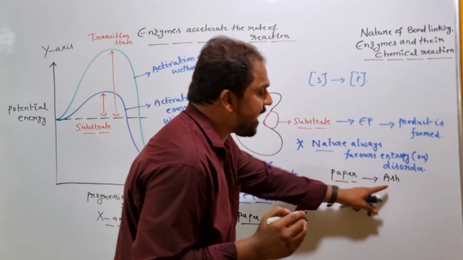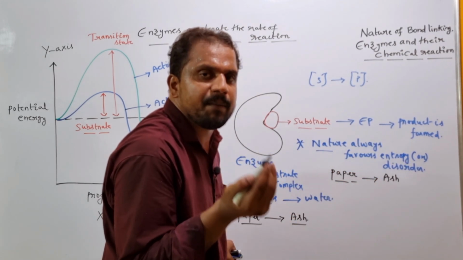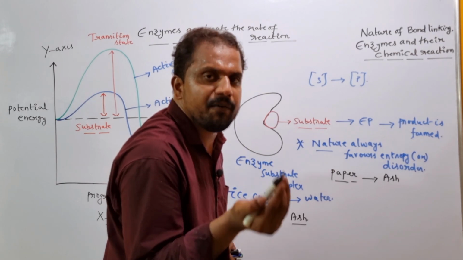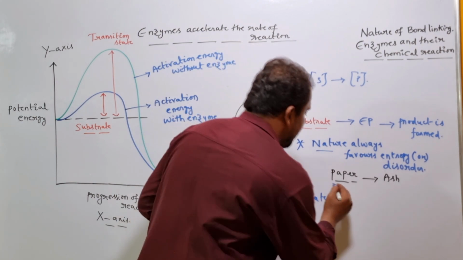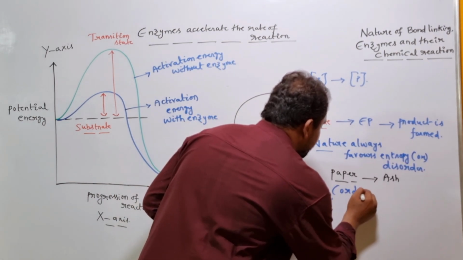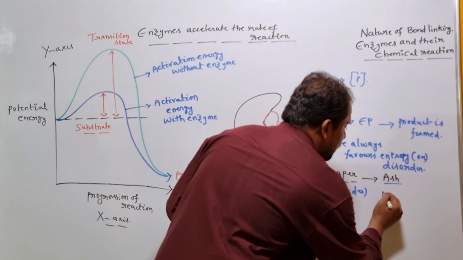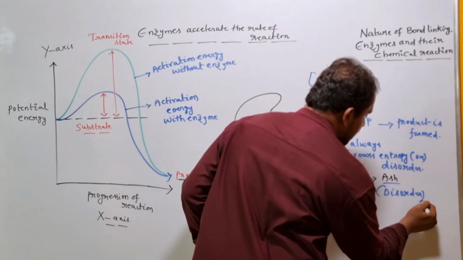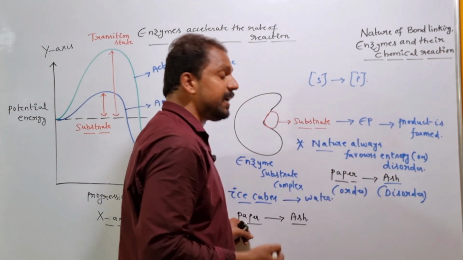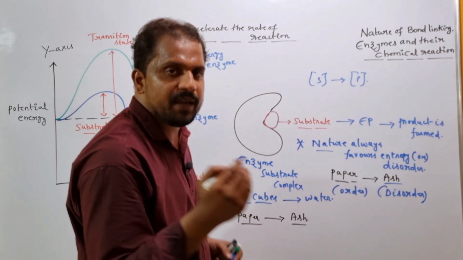So once the ash is formed, all the dimensions of the paper have disappeared or vanished. Paper is nothing but what? Order. But the ash which has formed is nothing but what? Disorder or entropy. So with this, we can conclude that nature always favors only entropy or disorder.